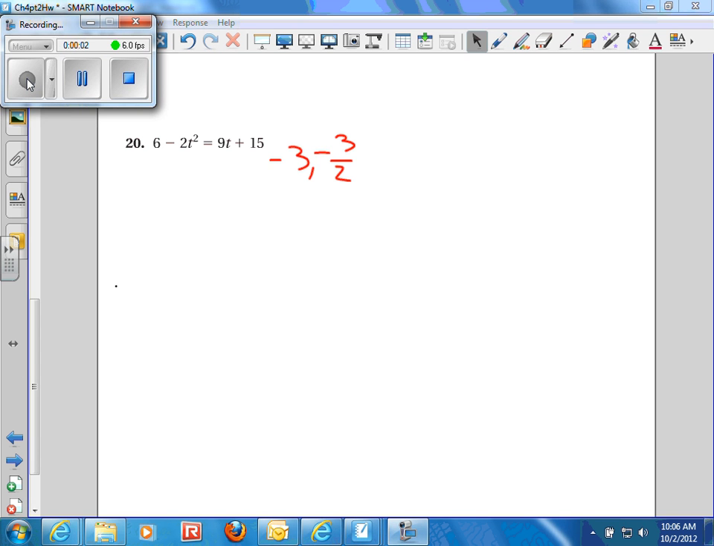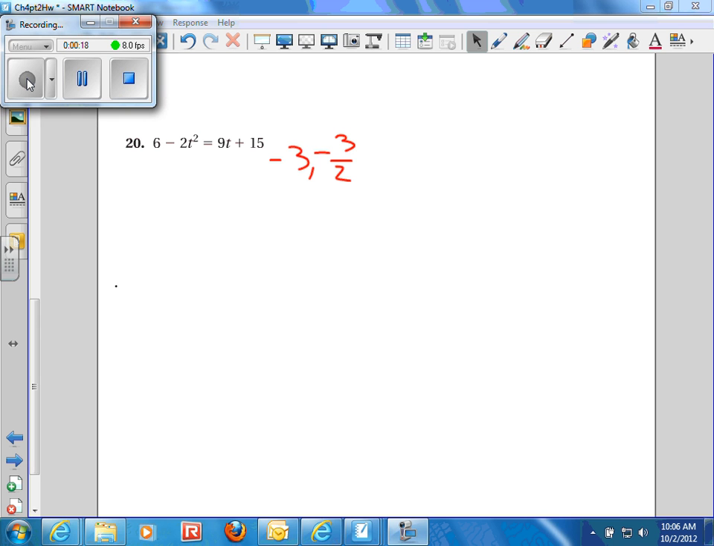This is number 20, a quadratic formula problem that we're working out here. They told us to solve this by using the quadratic formula. You can't solve it until everything is on the same side together and 0 is on the other side. That's what you need to happen before you can start solving it.